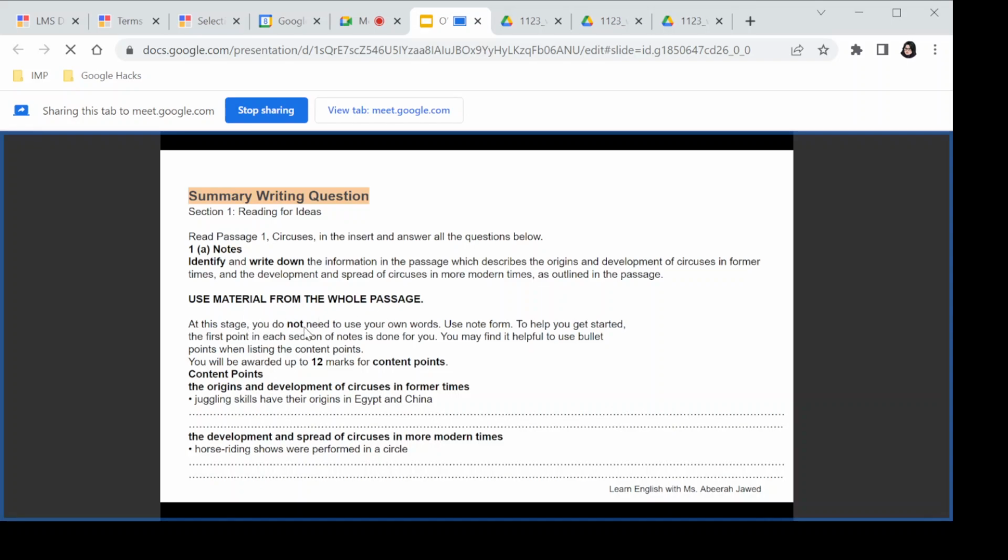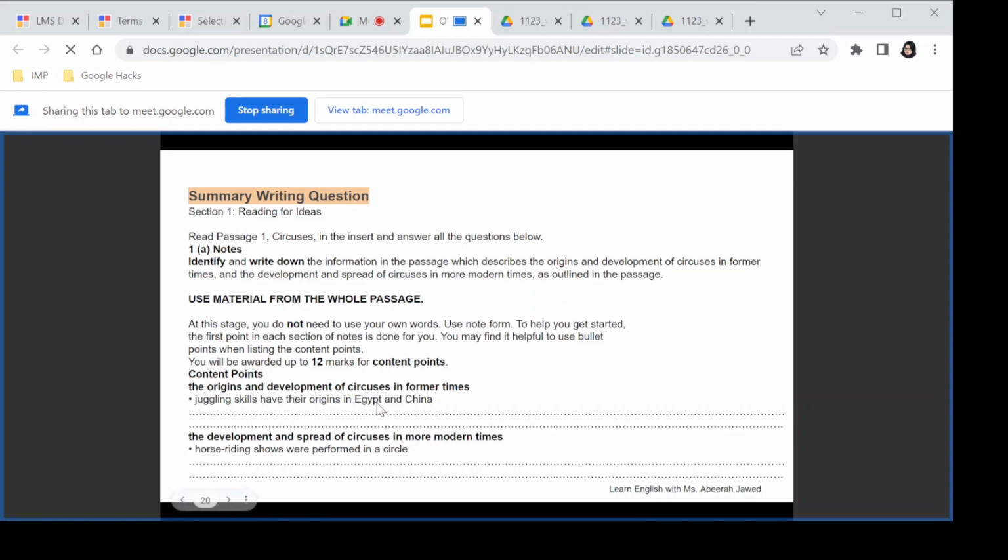At this stage, you do not need to use your own words. All you need to do is just pick the phrases and sentences and write them in the given space. You can also pick the phrases only. You do not have to aim for writing the entire sentence if it is a longer one and it includes two or more points. You can pick the phrases, that's fine. Use note form, which is the bullet points.